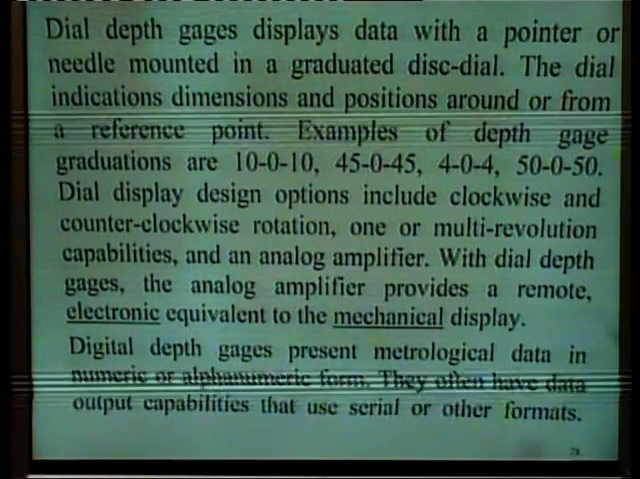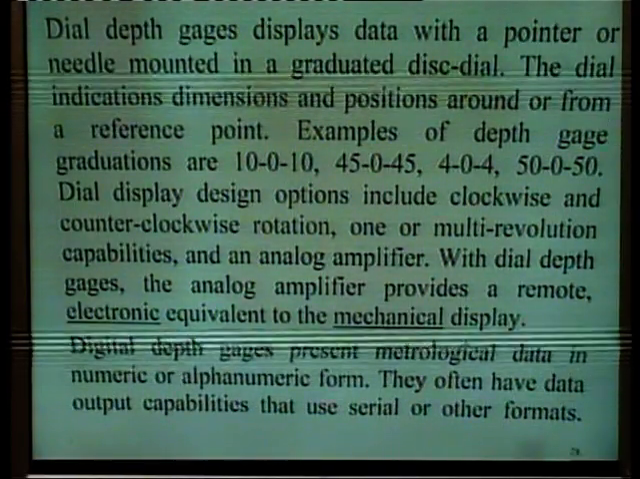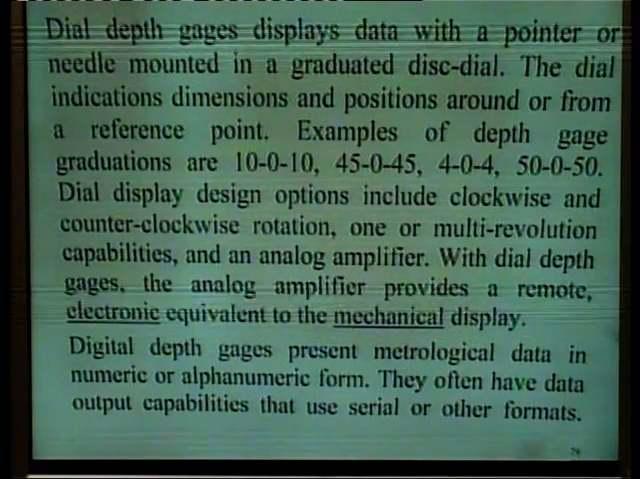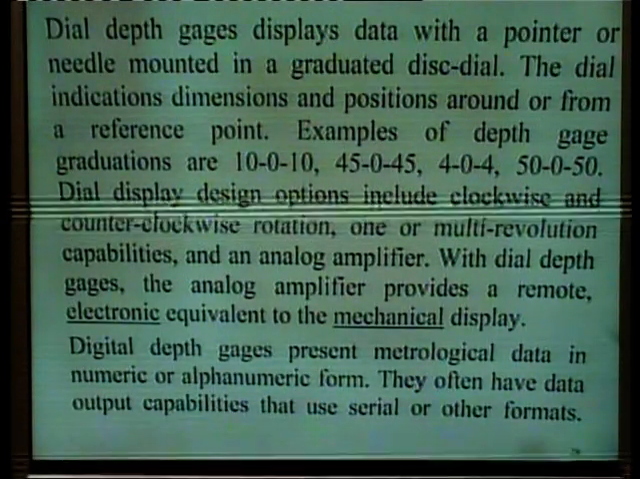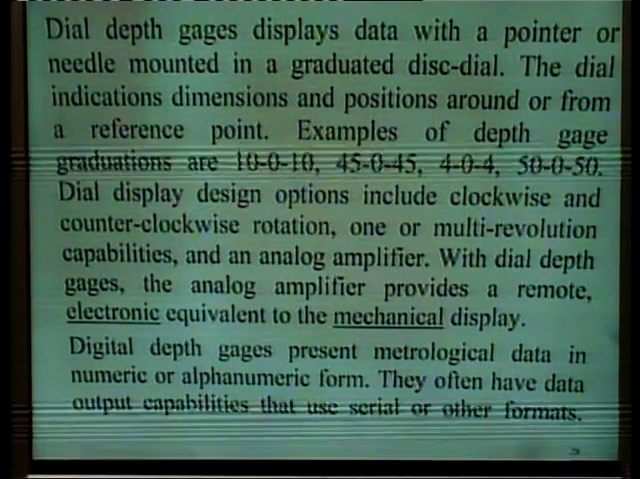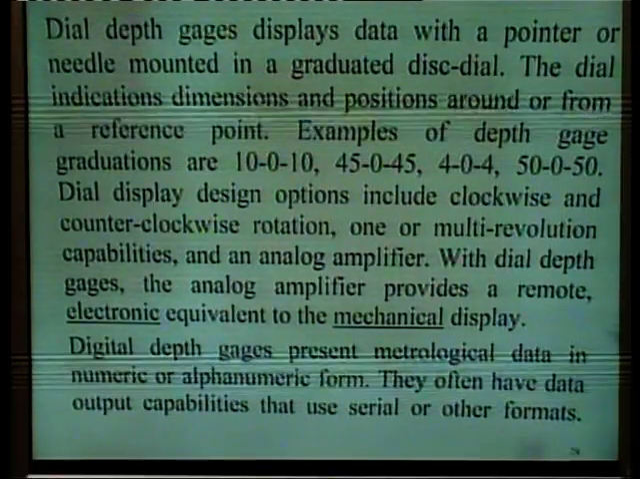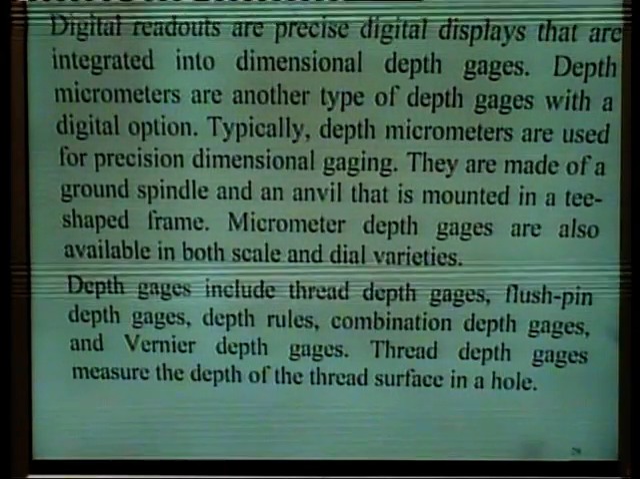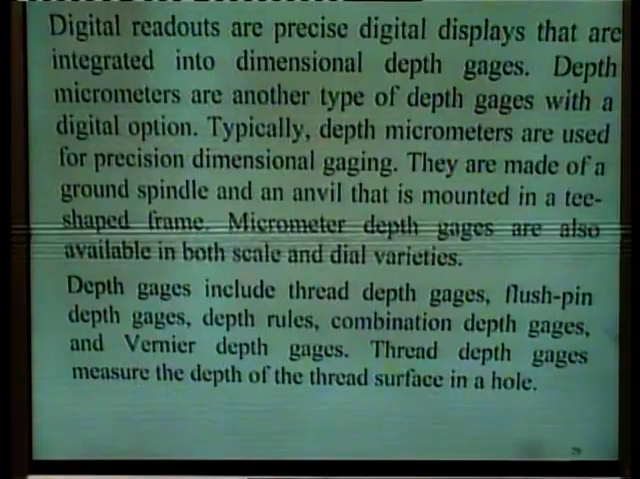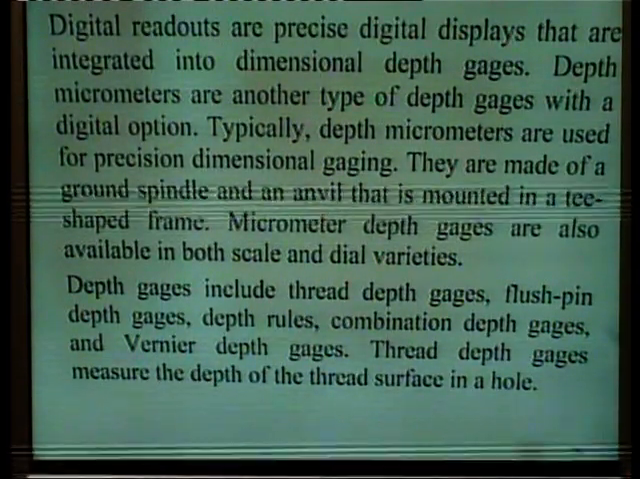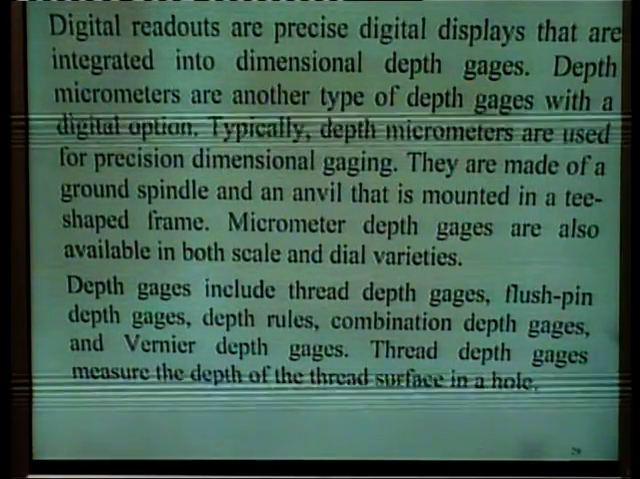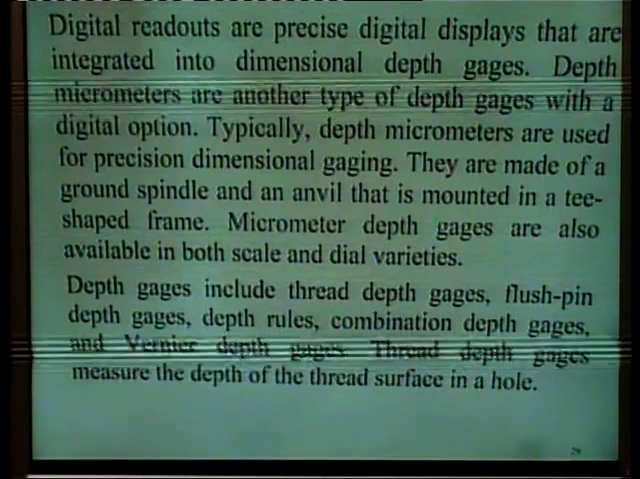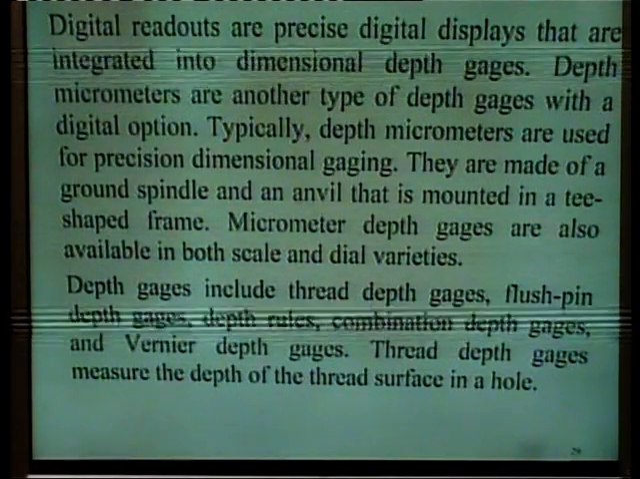With dial depth gauges, the analog amplifier provides a remote electronic equivalent to the mechanical display. Digital depth gauges present metrological data in numeric or alphanumeric form. They often have data output capabilities that use serial or other formats. Digital readouts are precise digital displays that are integrated into dimensional depth gauges. Depth micrometers are another type of depth gauge with digital options.